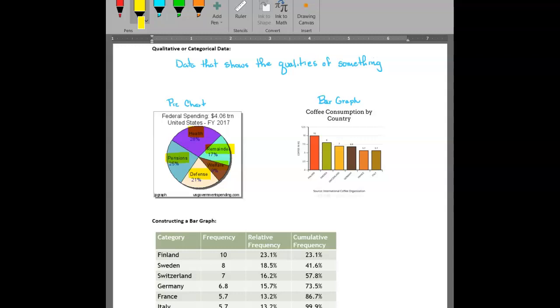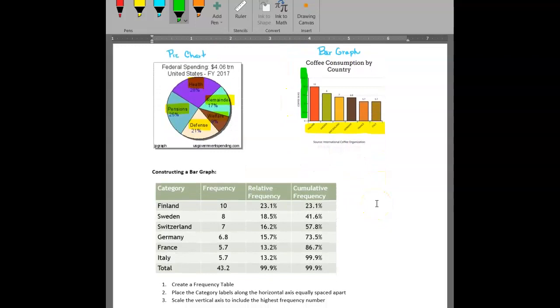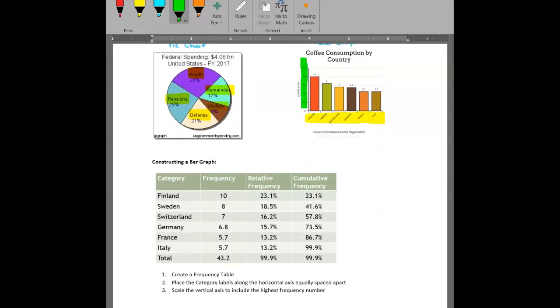Another way to think about this is a bar graph. Notice that our bars do not touch, and our qualities or our categories are down along the horizontal axis, and the number of things is along the vertical axis. So this is, in this case, our coffee. When we're doing the pie chart, we usually use it in terms of percentages. But when we're doing a bar graph, we're always doing it in terms of the number of.